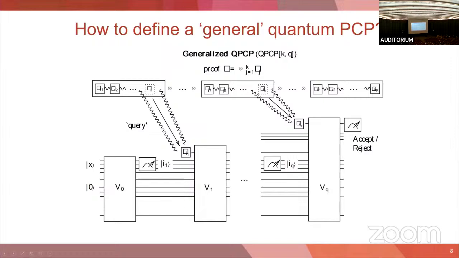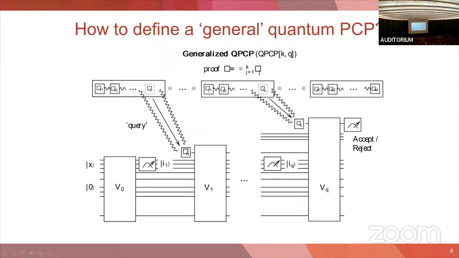So what actually happens: you start with the input and some ancillas in 0. You apply a first circuit, and then you perform some measurement on a very small subset of the qubits to determine which qubits you're going to query. Queried here basically means that if the proof is hanging in the sky, you take out one qubit or maybe a couple of qubits out of it, then you activate the next circuit on these qubits as well as the remaining state that you have after applying the first circuit.